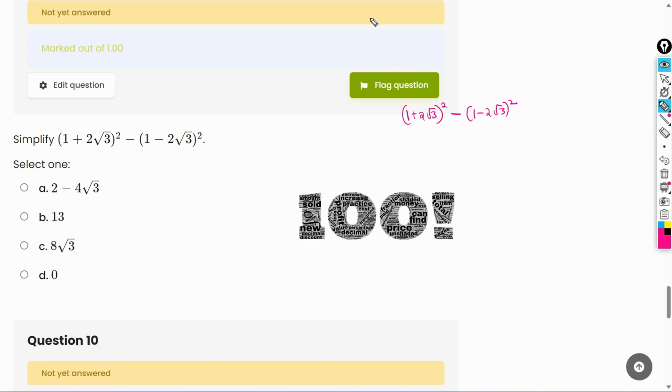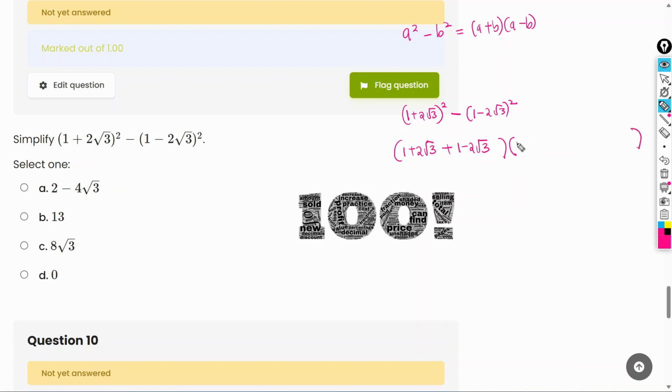Alright, so what we have here is a squared, where a is 1 plus 2 root 3, minus b squared, where b is 1 minus 2 root 3. And we know this can always be written as a plus b multiplying a minus b. So I rewrite this as this plus this, so it's going to be 1 plus 2 root 3 plus 1 minus 2 root 3, then multiplying a minus b.